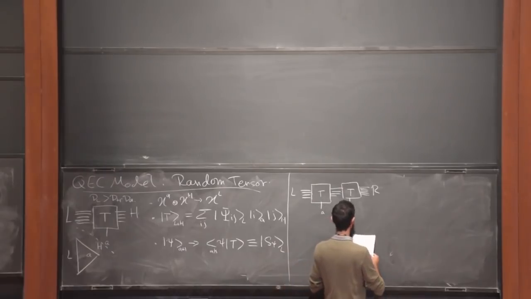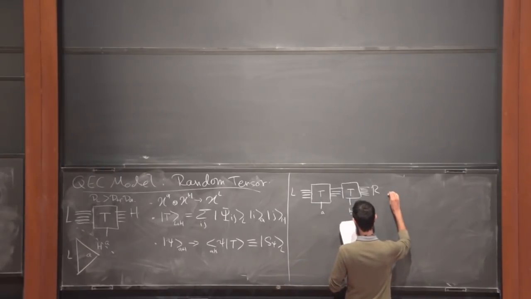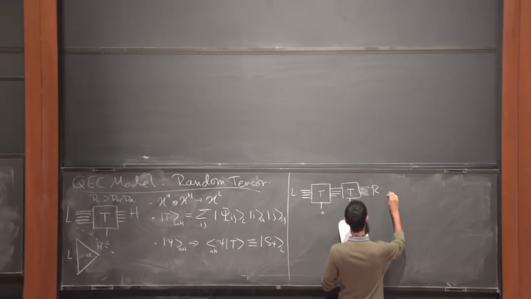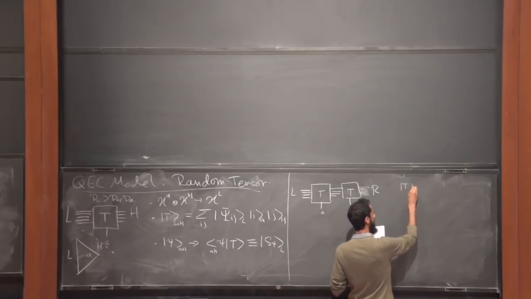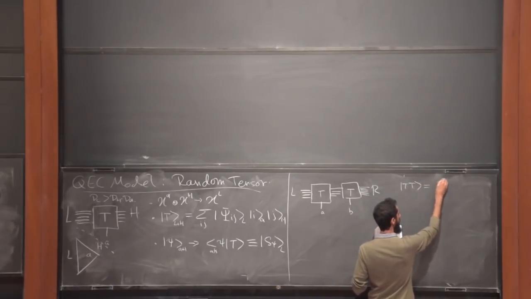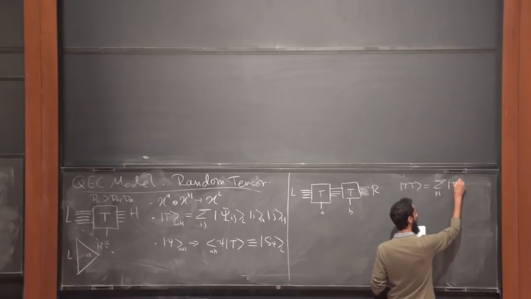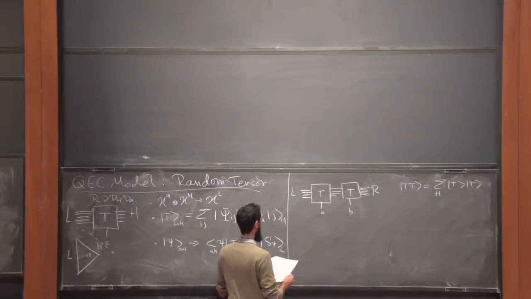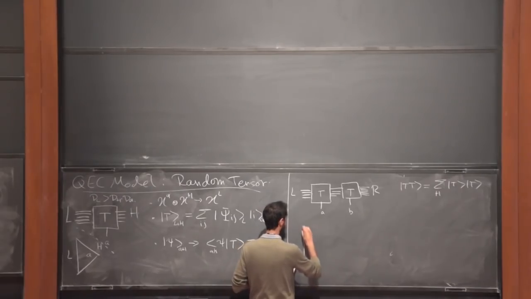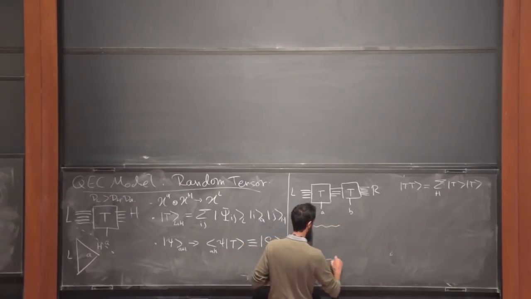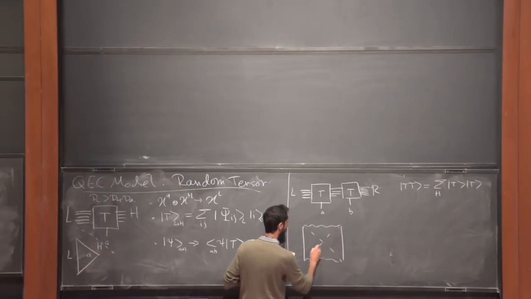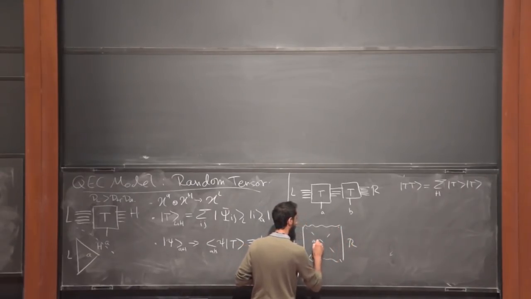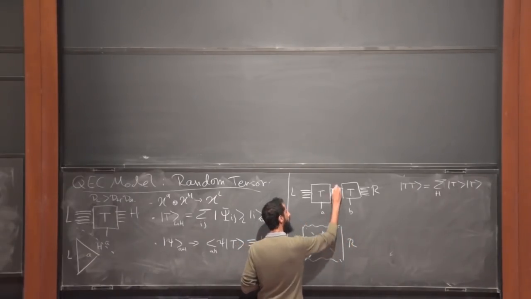Okay, so the tensor state for this, let's call that TT. It's just equal to sort of the sum over H of two tensors T. Okay, and now this describes the following spacetime. L, R, A, B, and these are H.